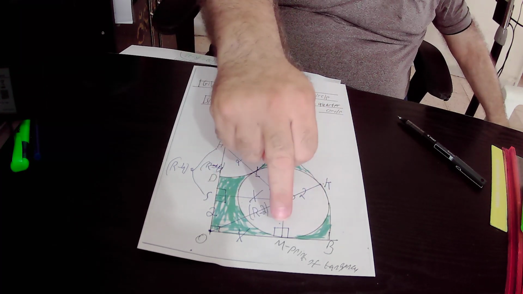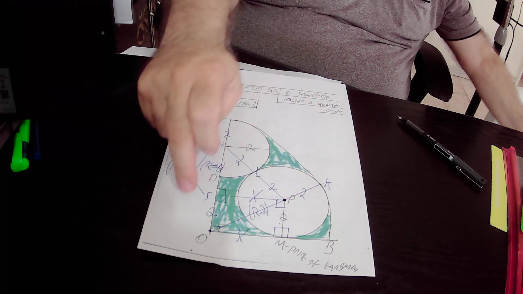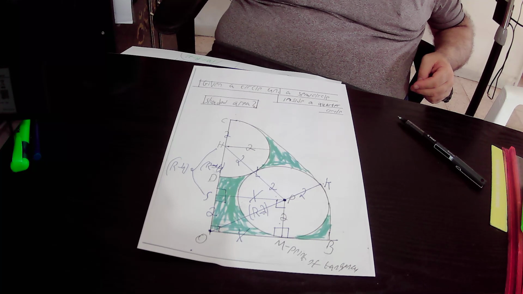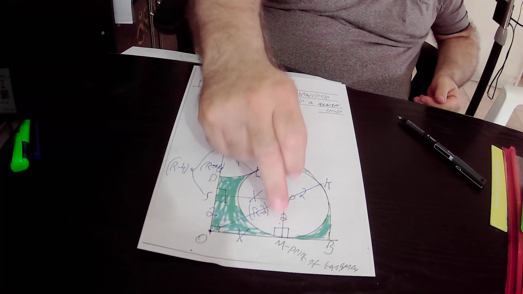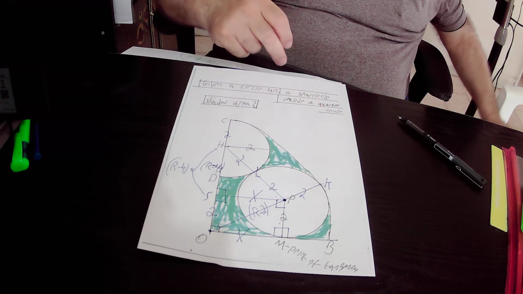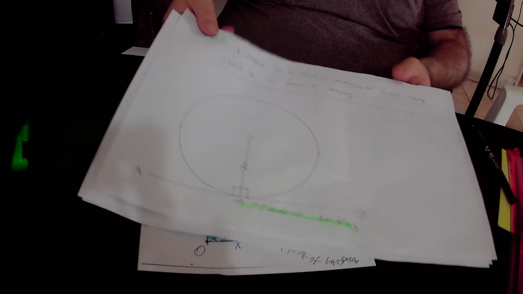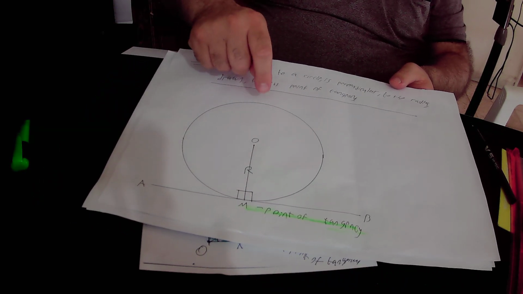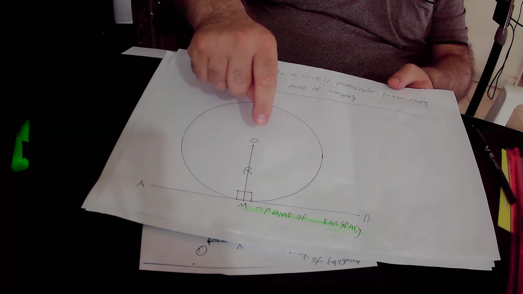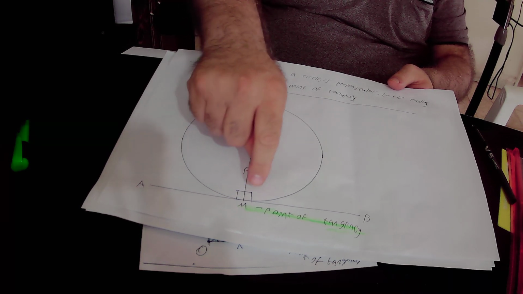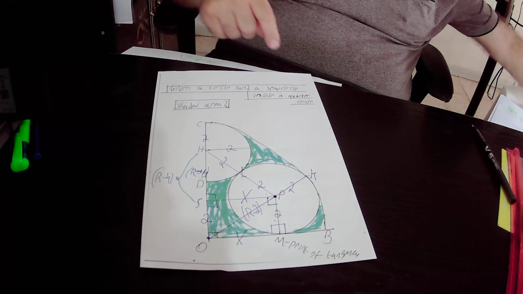Here, OB is tangent to this circle at point M. Point M is the point of tangency of tangent OB with this circle. We have the radius PM drawn to the point of tangency. According to rule number 1, whenever a radius is drawn to the point of tangency, the tangent will be perpendicular to the radius. That is to say, this angle equals 90 degrees, and this angle also equals 90 degrees, according to rule number 1.